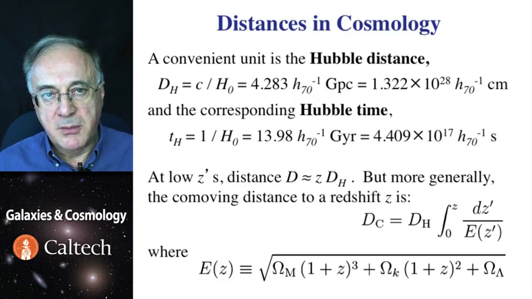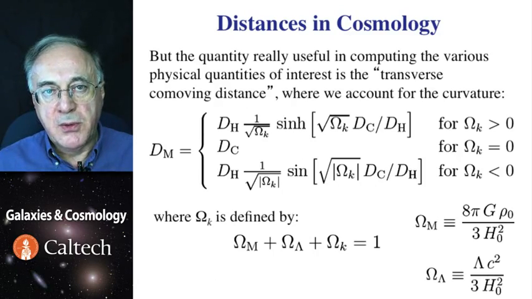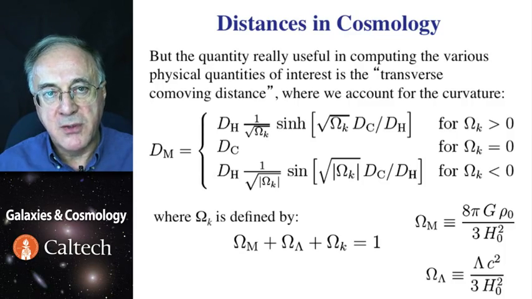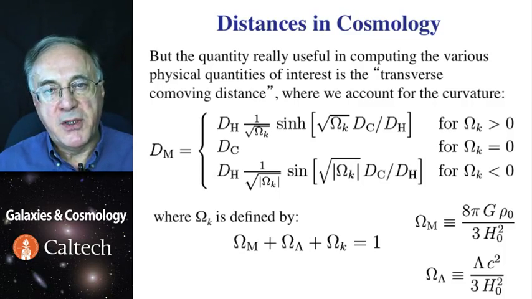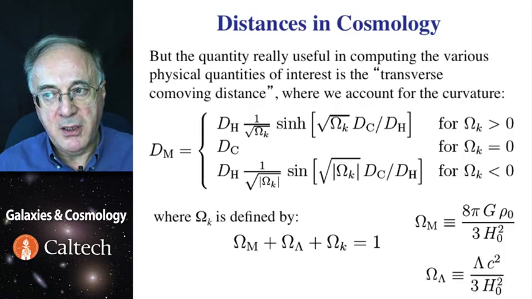There is actually one more term missing, which is the relativistic matter, which would be omega of radiation times 1 plus redshift to the 4th power. But that's only important in the early universe, so it's generally neglected in this computation. Now, the really useful quantity in computing physical parameters is not co-moving distance per se, but a quantity that is adjusted for the curvature of the space, which is called the transverse co-moving distance. And the formula for that is given here.